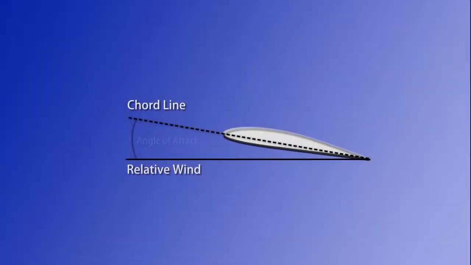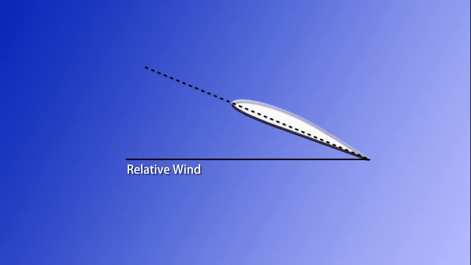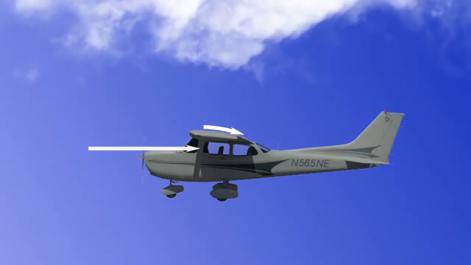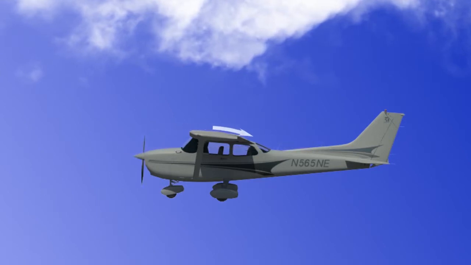The angle of attack is the angle between the chord line and the relative wind. The angle of attack is always based on the flight path, not the ground. The critical angle of attack is the angle at which an airplane will always stall, and is usually achieved at 15 to 20 degrees.